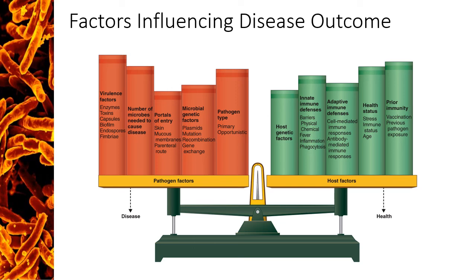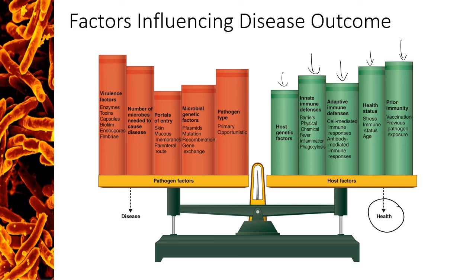So the whole idea with infectious diseases is that this is really a fight between the invading microbe and the host. We already learned about the immune system and all the things that the immune system can do. So when you look at the host side here in green, we've got what their innate immune defenses are, their adaptive immune defenses, any prior immunity, so have they been vaccinated or have they seen it? We also have their health status because things like stress or increased age can weaken your immune system. And all of those factors are really based on the host genetics. So if the immune system wins, we get health, so we don't get disease.